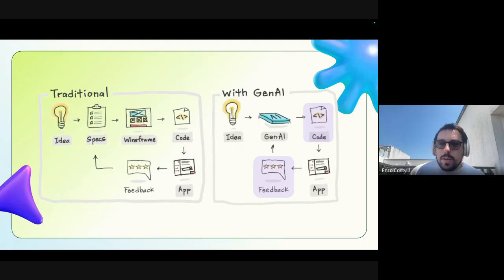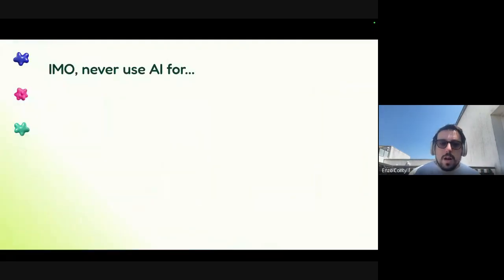Then you get feedback, but again, the feedback can be the AI itself. Then the AI remakes the code, and basically the only thing you have to do is prompting. And I think it's not good. It's not good for a lot of reasons.